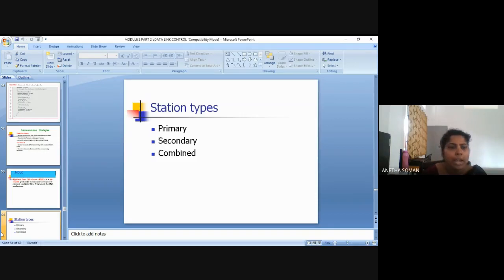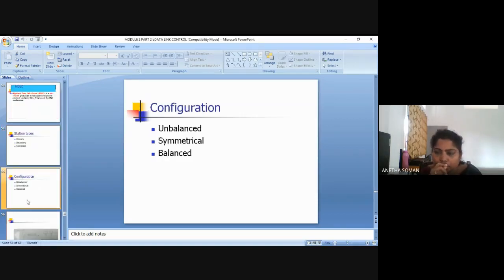Now, next is configuration. Configuration means the relationship of hardware devices on a link, that is, how the devices are connected on a link. So you can have three different configurations in an HDLC protocol: the unbalanced configuration, the symmetrical configuration, and the balanced configuration.